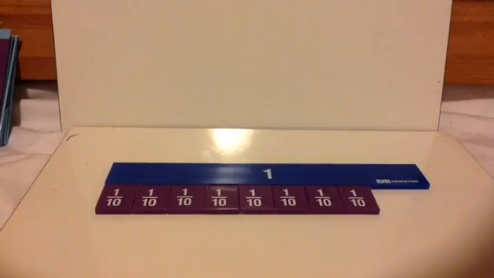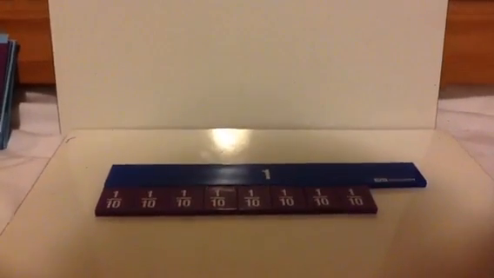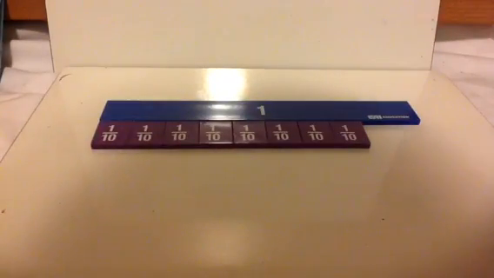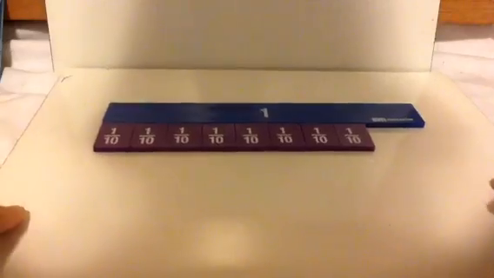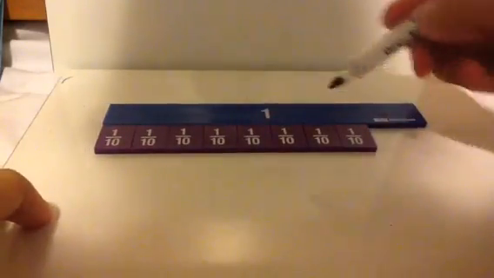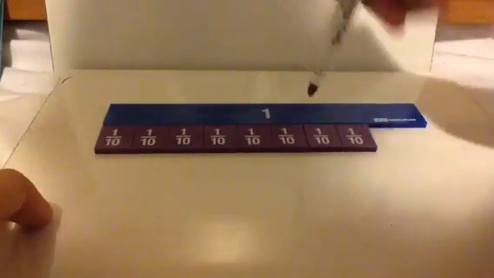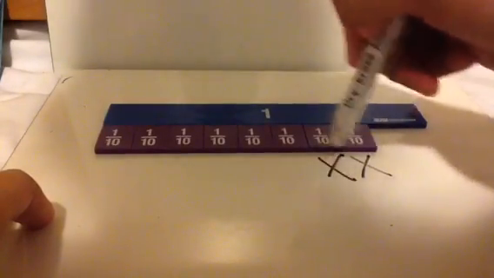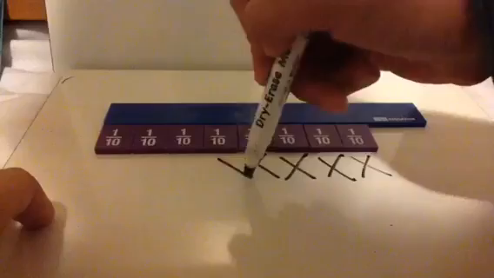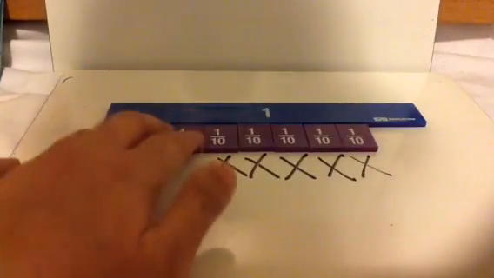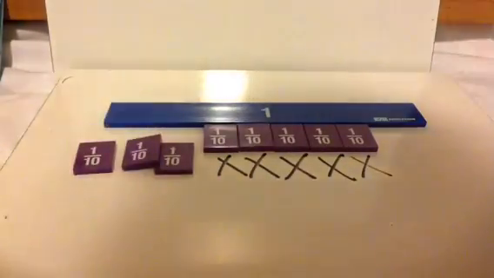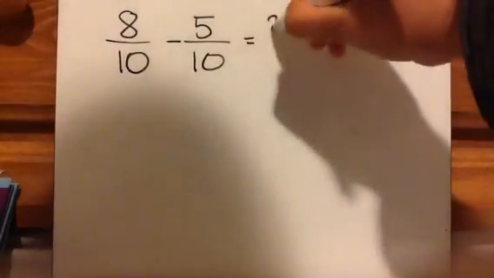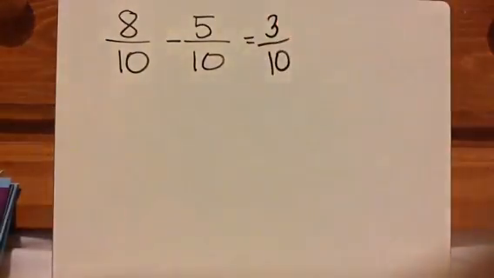Now, sometimes on assignments or pictorial models, you start off with 8/10 and you're going to see 5/10 crossed out. I can't mark on these, so you're going to see me put X's. 5/10 taken away. So then what's left over is 3/10. And so then that's your answer. 8/10 minus 5/10 equals 3/10.